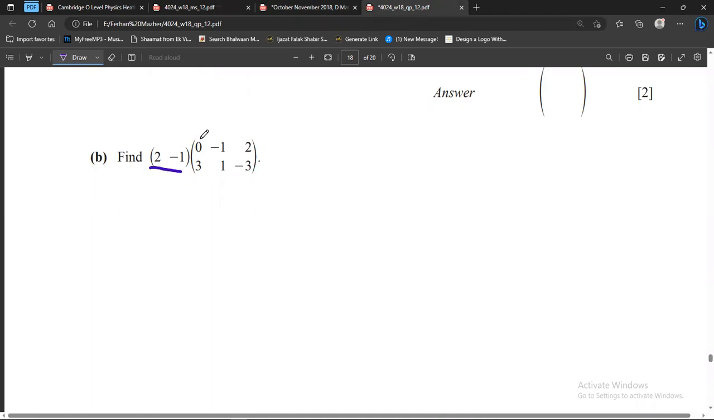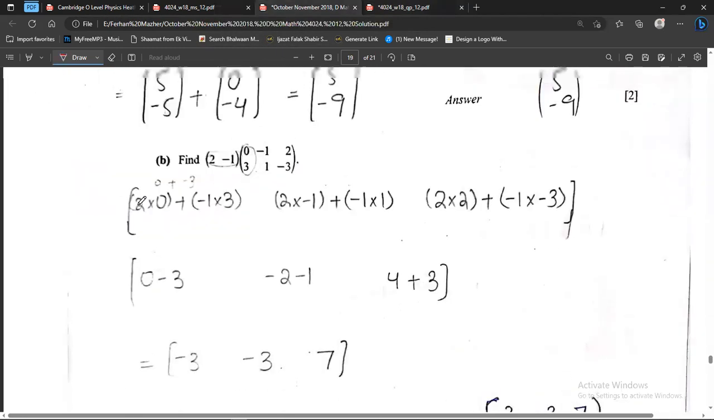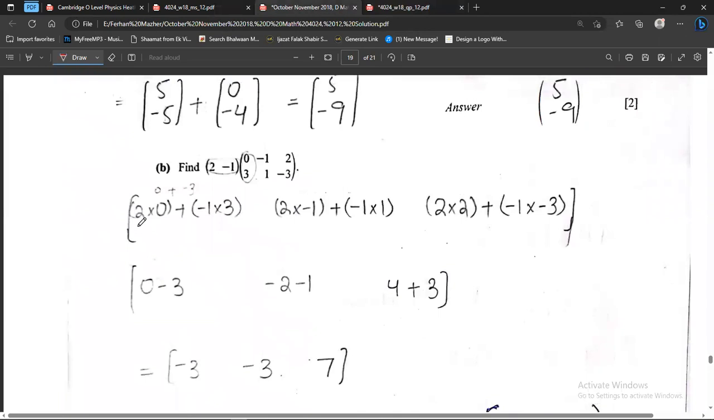From here I will take rows, and from here I will take columns. The first row will multiply with the first column, then the first row will multiply with the second column, then the first row will multiply with the third column. So here we go. You will have 2 zeros are 0, minus 1 into 3 is minus 3, so 0, minus 3. Then it will multiply with the second column, 2 into minus 1, that will be minus 2, minus 1 into 1, that will be minus 1. So it will be minus 2, minus 1.